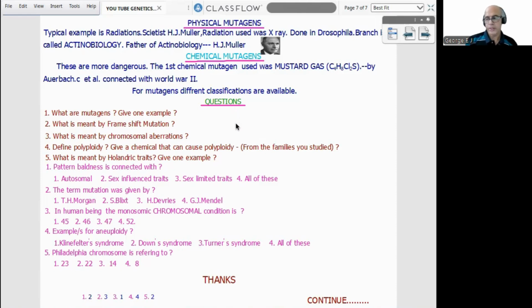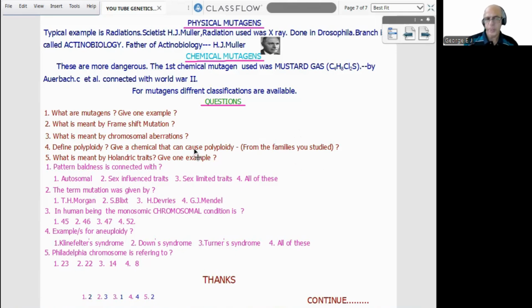The first chemical mutagen used was mustard gas. Its molecular formula is given here, even though it is not required for us. By Auerbach et al., connected with World War II. For mutagens, different classifications and detailed studies are available, but all of that is not mentioned in NCERT. Some basic aspects and a little bit extra are given, that's all.